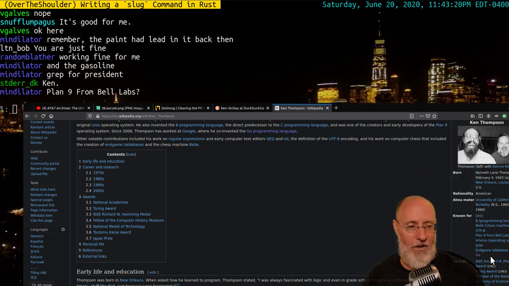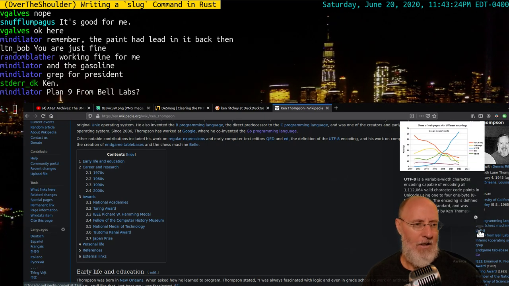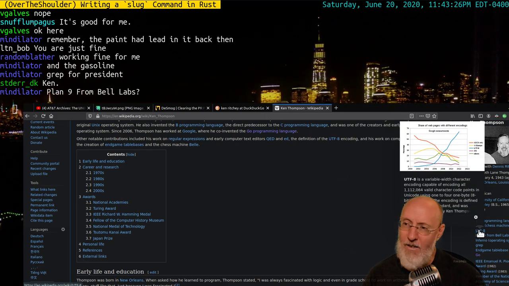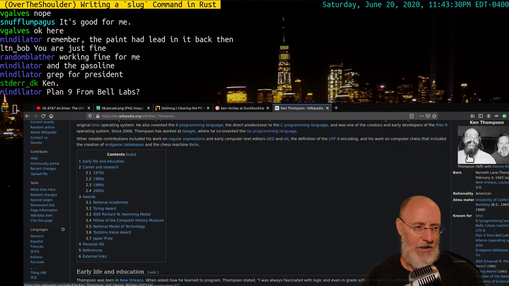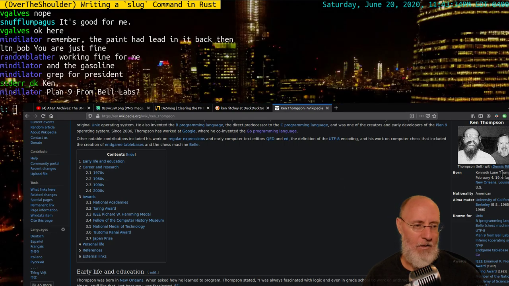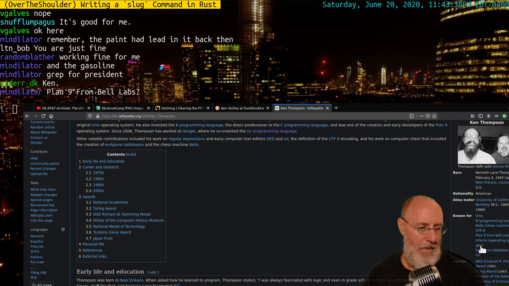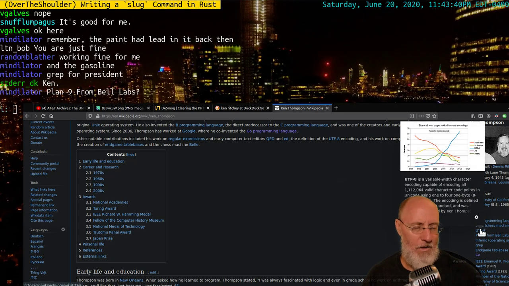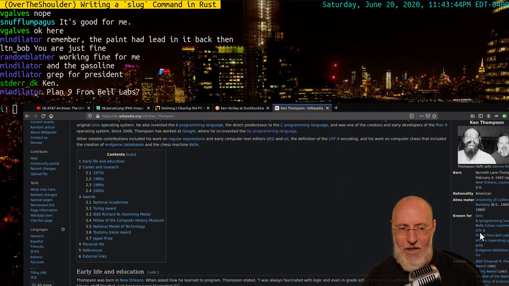He also was really instrumental in UTF-8. Yep, there it is. Plan 9 from Bell Labs. Yep. Ritchie passed on. I think he was the primary C developer. UTF-8, Pike and Thompson had a really big hand in the UTF-8.